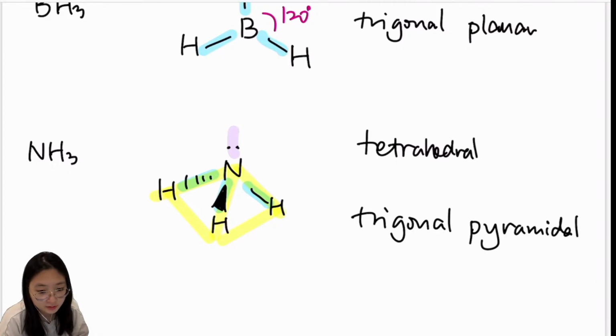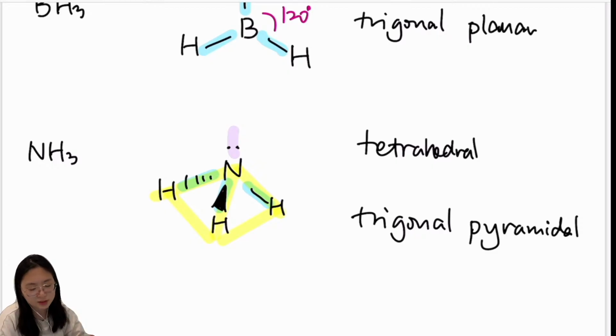You wouldn't be tested on electron domain geometry, but you will be tested on molecular geometry. But to figure out the molecular geometry, you have to know the concept of electron domain geometry. Are they going to ask us the exact molecular geometry? Yeah, they might ask you what the molecular geometry of a structure is in an FRQ. Not very often, but they might.